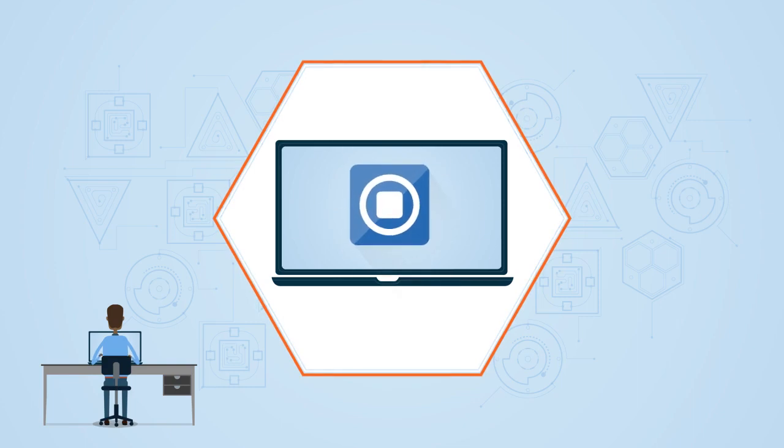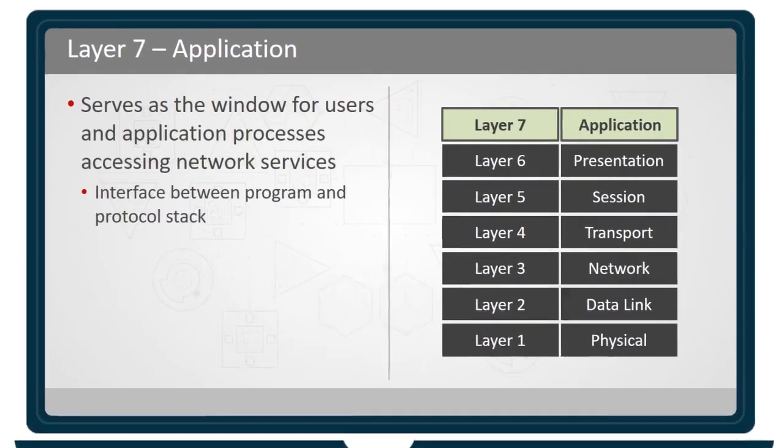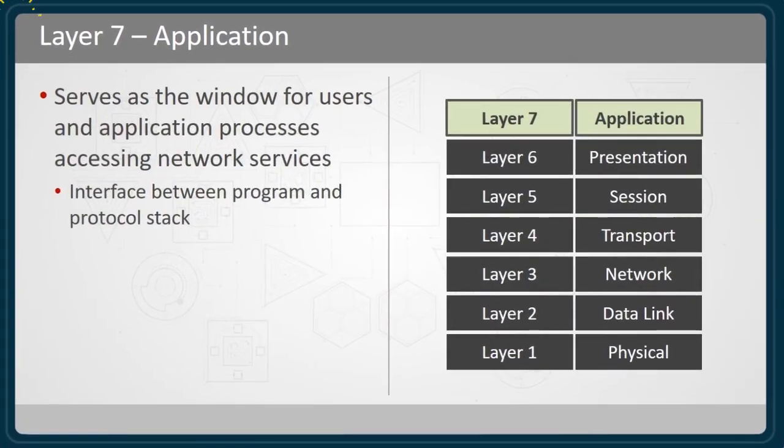All right, our final layer of the OSI model is layer 7, or the application layer. And this serves as the window for users and application processes that need to access other network services. It is the interface between the program and the rest of the protocol stack. So it's appropriately named because as users, we directly interact with an application, but the program itself, the application, doesn't really reside within layer 7. If you will, it would be just above layer 7.